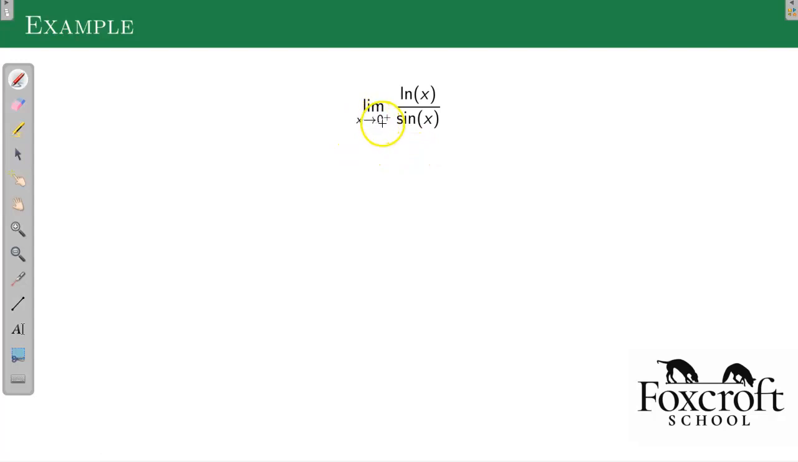All right, limit as x approaches 0 from the right. The only reason there's a one-sided limit here, that little plus, is because you can only plug positive numbers into the natural log, so the 0 from the left doesn't make sense. Let's try our limits.